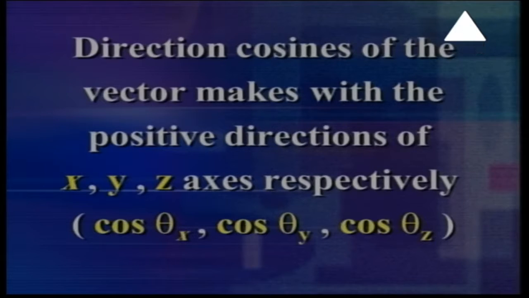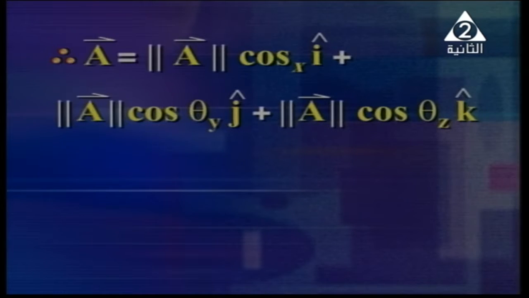Remember, we have direction angles and direction cosines. Any vector has 3 direction angles: theta x, theta y, theta z. It also has direction cosines: cosine theta x, cosine theta y, cosine theta z. Vector A equals norm A cosine theta x i plus norm A cosine theta y j plus norm A cosine theta z k. Remember, dear student, vector A has 3 terms.